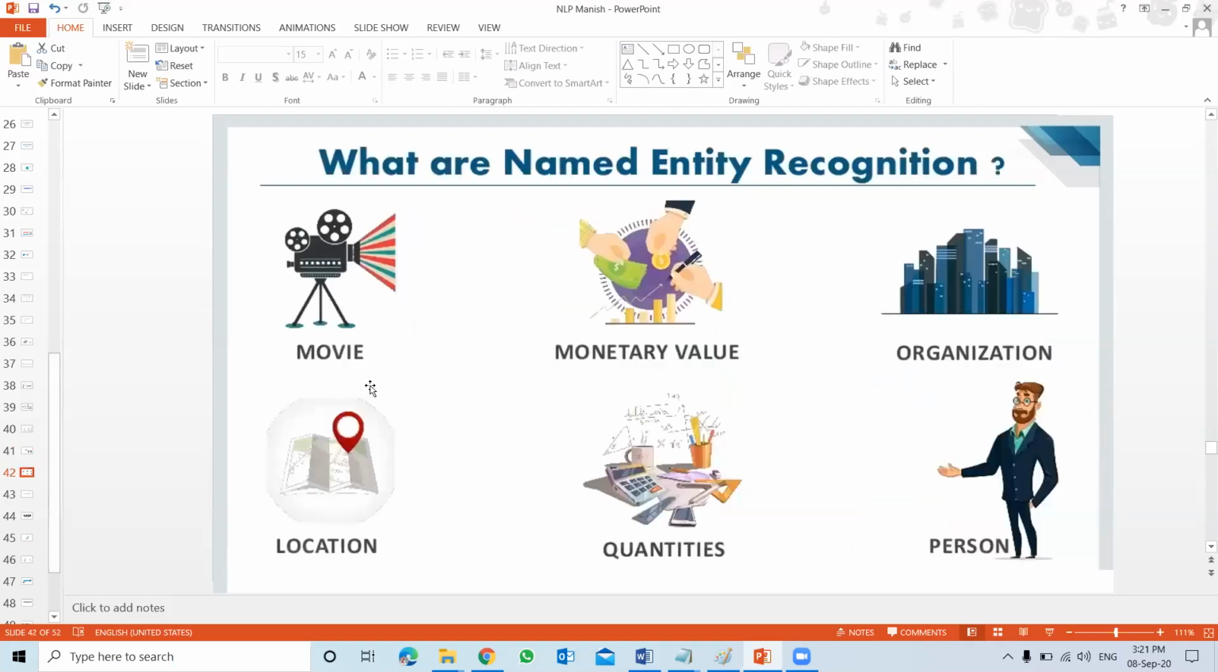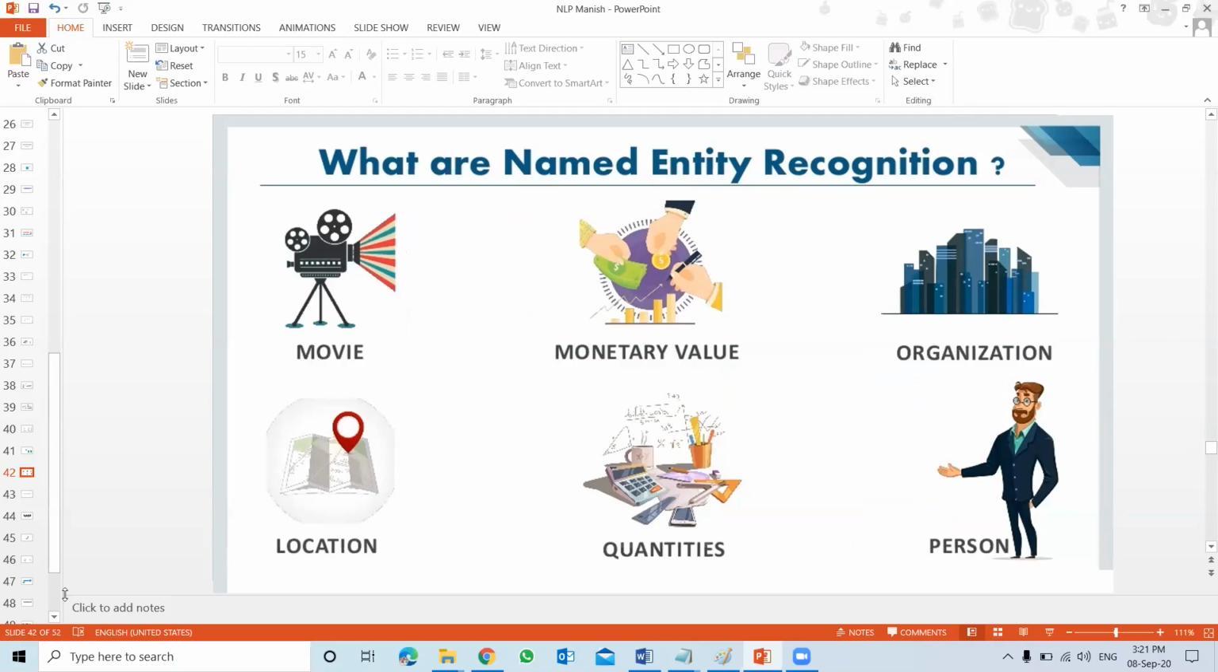Next we have NER. NER in NLP means named entity recognition. Whatever sentence I'm speaking, whether it has any place name, any user name, any building name, or any other such operation, we can perform it here.